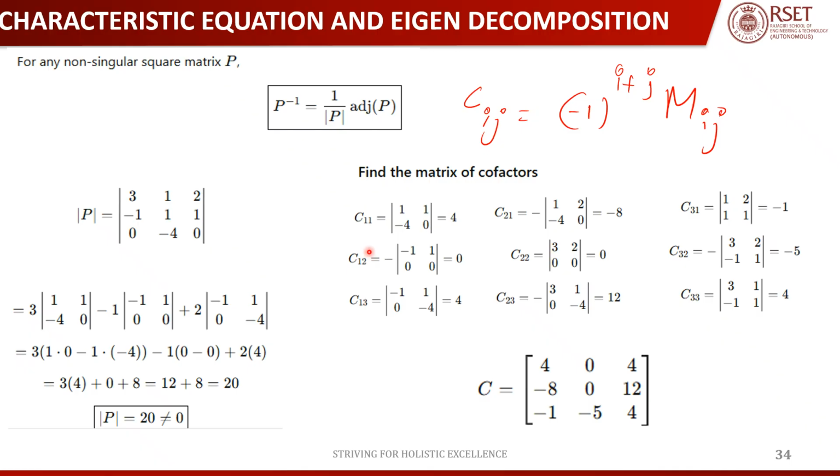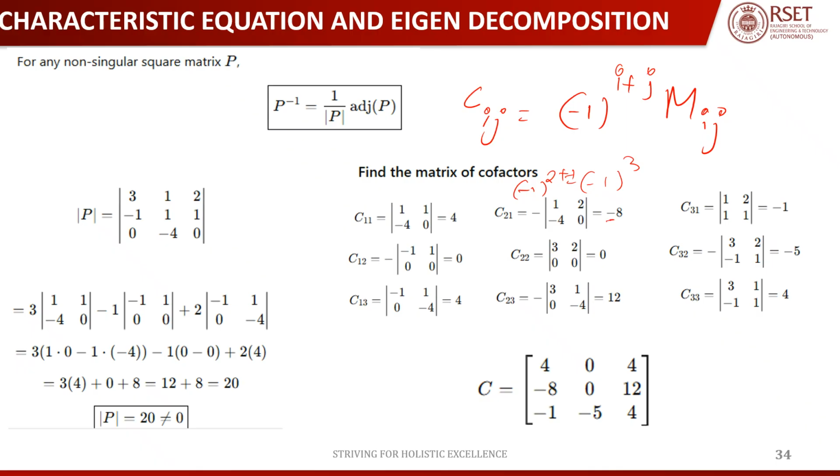And when coming to C13, you will eliminate the first row and the third column, and you will be having the determinant of negative 1, 1, 0, negative 4. Now taking its determinant, it's 4. And here it will be (-1) raised to 1 plus 3, that's positive. And now we'll go for C21. For C21, we'll be eliminating the second row and the first column. So we'll be finding the determinant of this matrix 1, 2, negative 4 and 0, then get the value, and also add (-1) raised to 2 plus 1 at the front, which is equal to (-1) cubed. So you need a negative in the front.